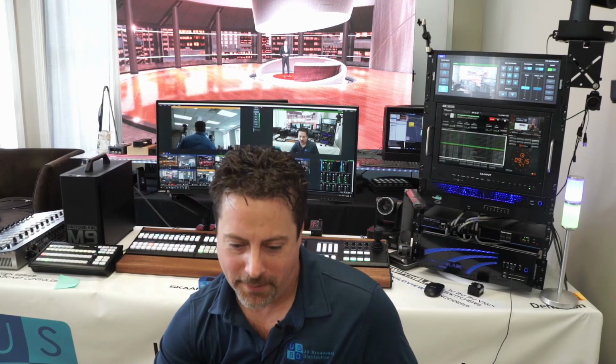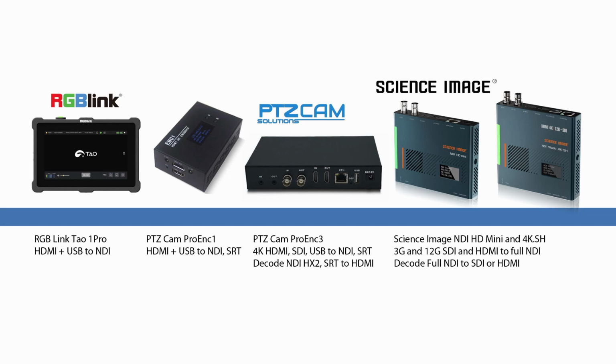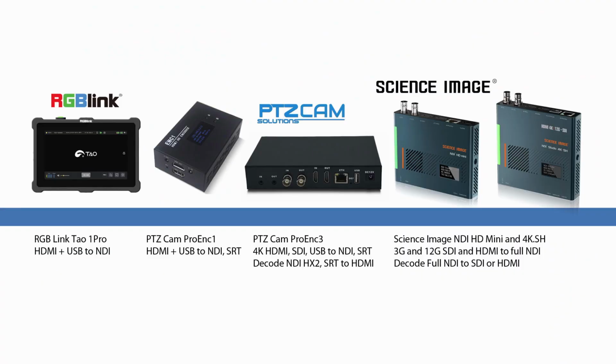So I'm going to pop back and share my screen. NDI products. With the NDI products, there's a lot of them. Almost everything that we've talked about here is NDI capable, whether it's VMix or PTZ cameras. But in terms of strict ingest, there's five that I wanted to point out. RGB Link has the Tau 1 Pro, which is actually a touchscreen switcher. Why am I bringing it up here? Because at the price of $500, it makes for a perfect NDI encoder.